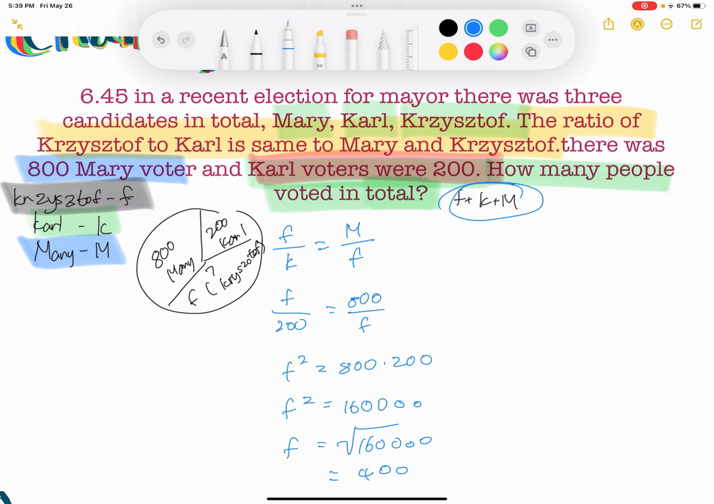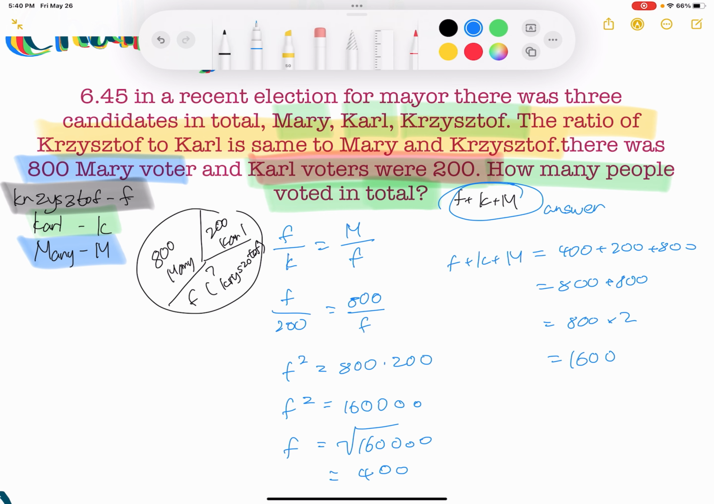Remember this? This is what we wrote as the answer. So that's what we're going to try to do. So F plus K plus M equals 400 plus 200 plus 800 equals 800 plus 800 equals 800 times 2 equals 1600. And that will not be your actual answer. Have you noticed what I did wrong? So the first biggie mistake that I'm pretty sure is amateur is this. That is 600 instead of 800. So that's what we will try to fix.